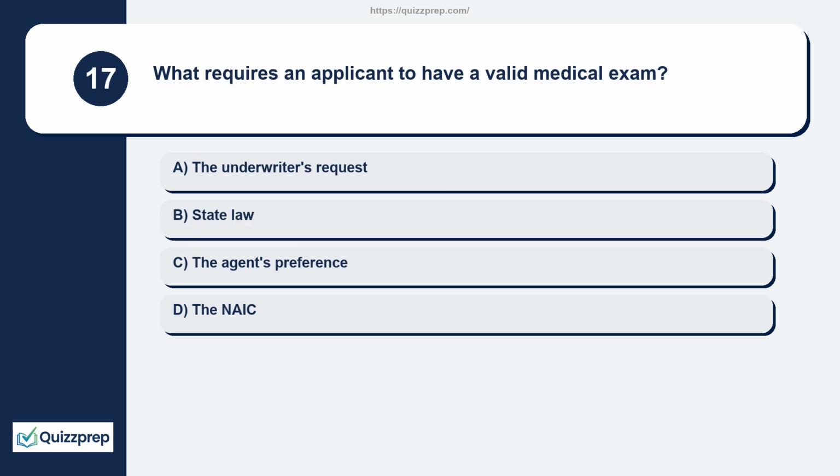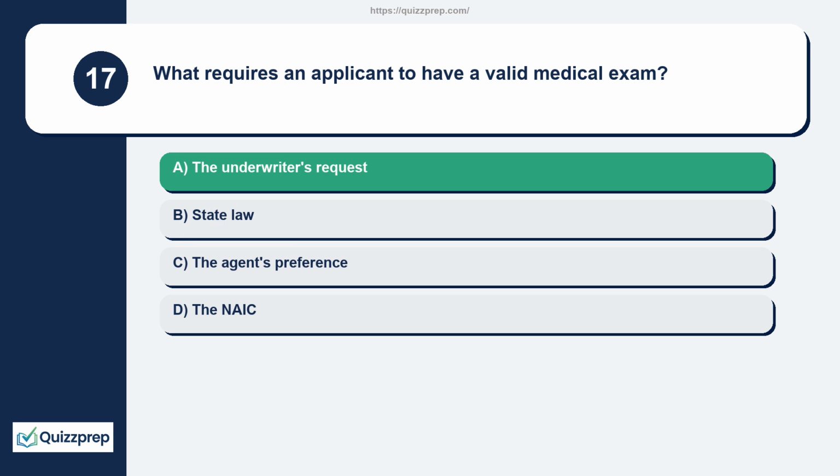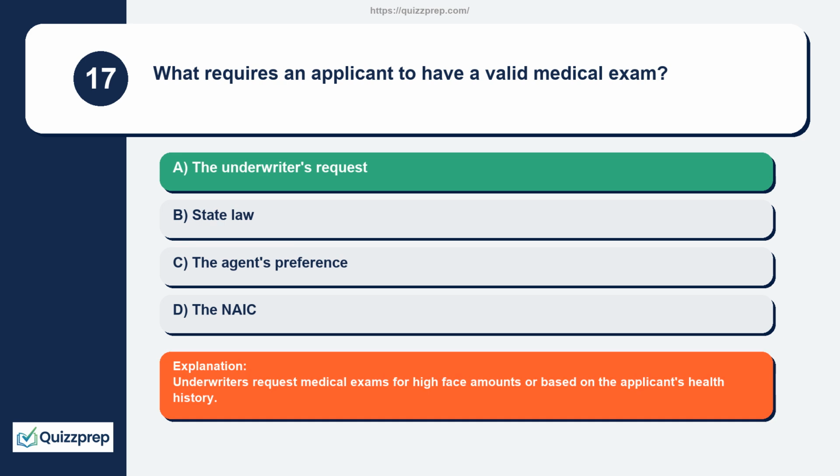Question 17. What requires an applicant to have a valid medical exam? The underwriter's request, state law, the agent's preference, the NAIC. Underwriters request medical exams for high face amounts or based on the applicant's health history.